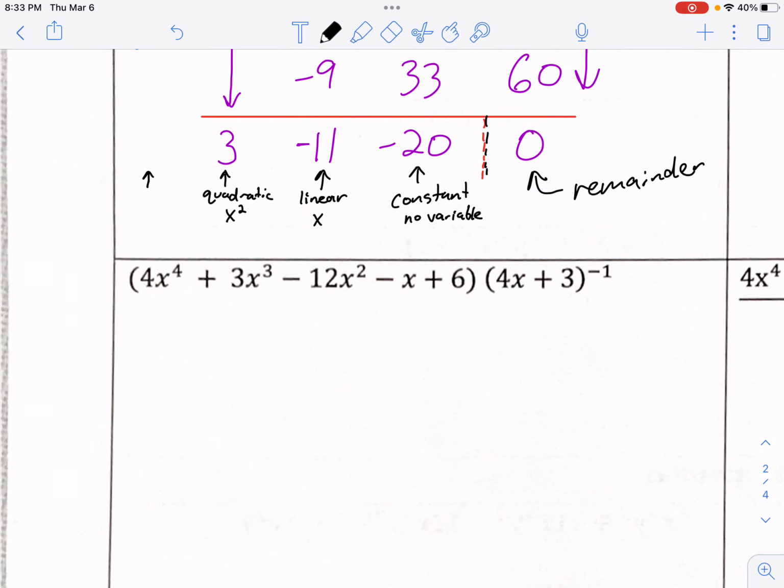Again, you always start with remainder on the right, then you would go with constant, linear, quadratic. This would be x cubed. Again, that would be cubic. And then it could go up to quartic, it could go up to quintic. Again, it could go on for quite a while. But in this case, we only have these.